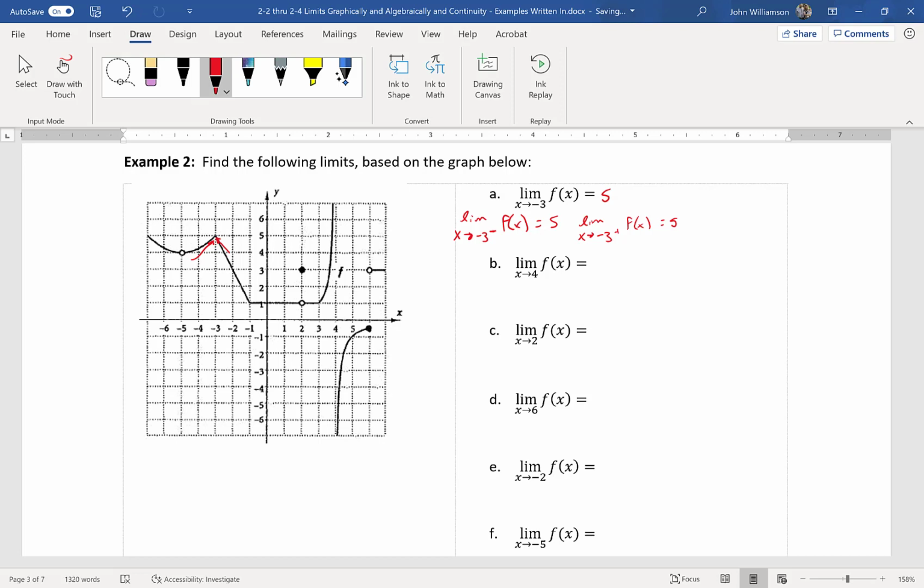Similarly, now let's do the limit as x is approaching 4 of f of x. So same concept, the limit as x is approaching 4 from the left of f of x. So coming in from the left, we're going to positive infinity. The limit as x is approaching 4 from the right of f of x goes to negative infinity. So because positive infinity does not equal negative infinity, this limit does not exist.